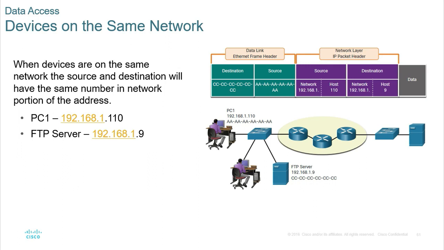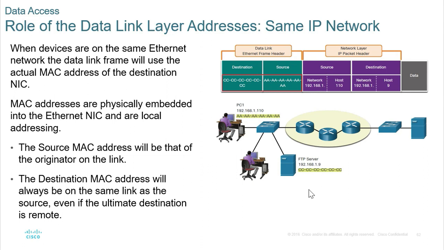That means the first 24 bits will be the same if these two addresses are on the same network. And in this case, they are, because the network address is the same, which is 192.168.1. Looking at the packet, the source and destination IP addresses both have 192.168.1 as the network portion, while the hosts have individually unique addresses. Since they are on the same network, the packet does not need to be forwarded to the default gateway.